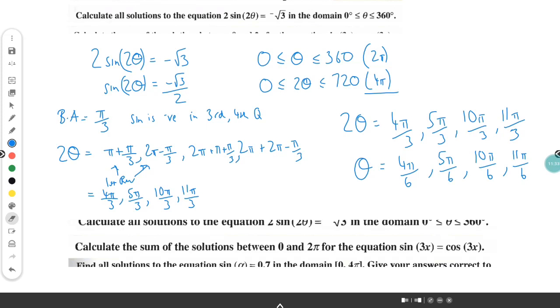So let's go through it again. First step was easy, I just divided through by 2. Then, because I had 2 theta, I doubled my domain, both ends. Double 0 is 0, double 360 is 720 or 4 pi. Okay? Basic angle the same. Why was it third and fourth quadrant? Because that's a negative sine value. Okay? Third and fourth quadrant, pi plus, 2 pi minus. That's third and fourth quadrant. And then, because I was going around a second time, I added 2 pi to each solution, because it had already gone round once. Tidy those up, divide through by 2.